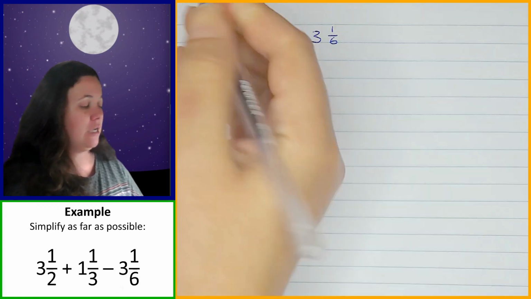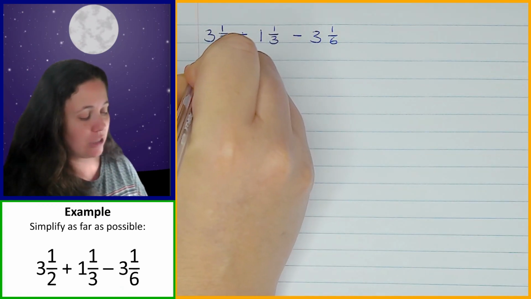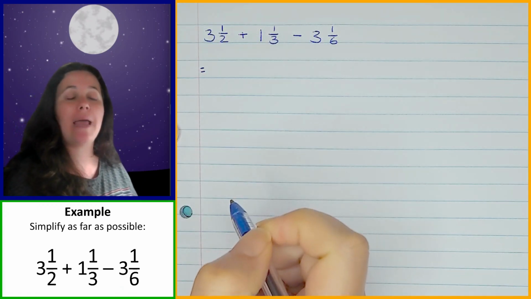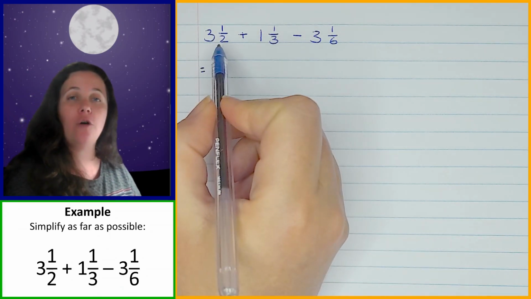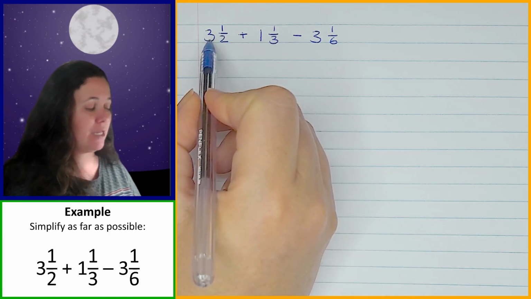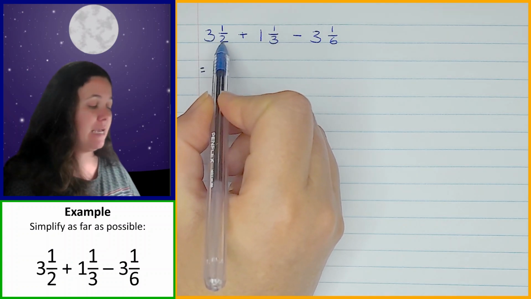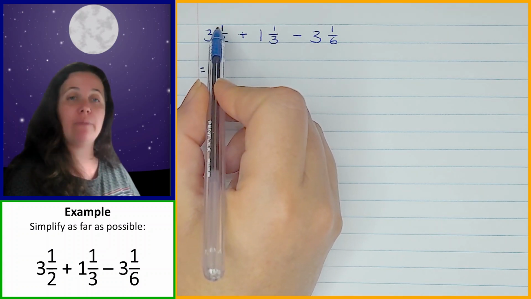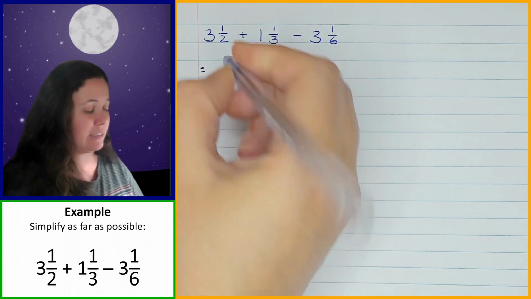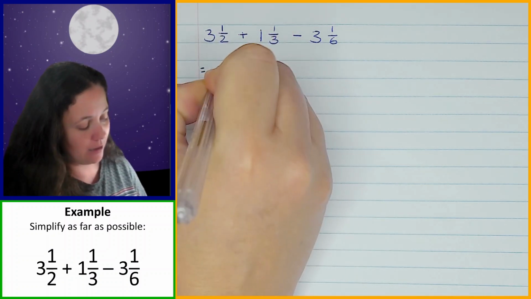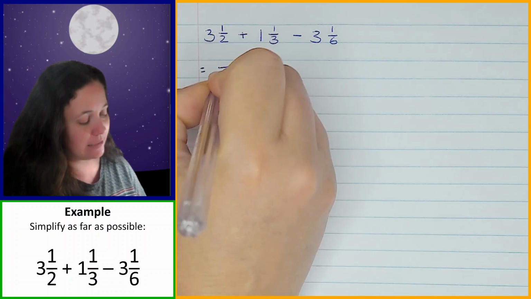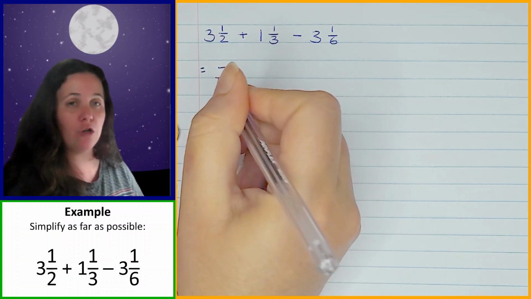So in this question, the first thing we're going to do is convert everything to improper fractions. So 3½, when I convert to an improper fraction, I multiply the whole number by the denominator, so that gives me 6, and then I add the numerator, and that's going to give me my new numerator. So it's 6 plus 1 is 7. So it's going to be 7 over, the denominator stays the same, and that is 2. So it's 7 over 2.